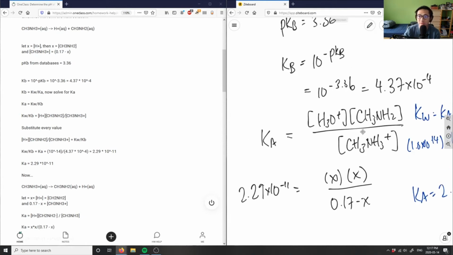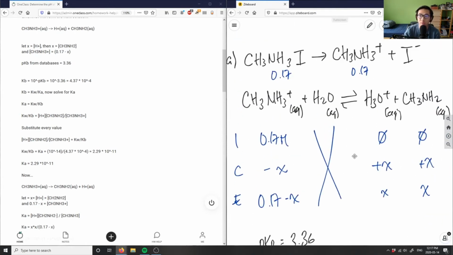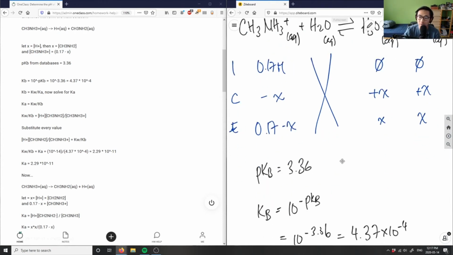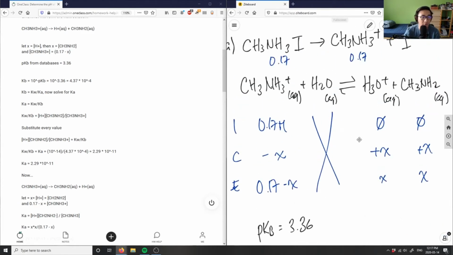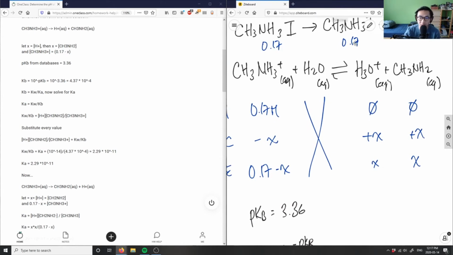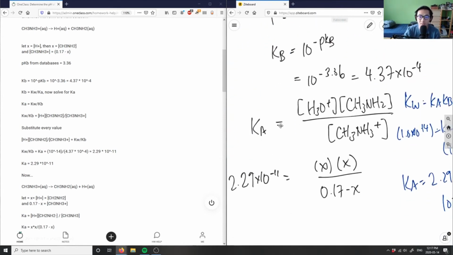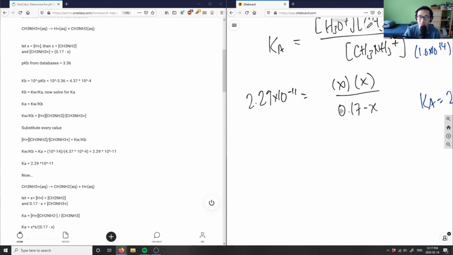The reason why we have to use Ka and not Kb here is because we're making hydronium ions, right? If we make hydronium ions, we need to get the Ka of this expression. So that's why I can't use Kb. If it made hydroxide ions, I could use the Kb. But because I'm making hydronium ions here, I'm forced to use the Ka. So again, this here is my Ka expression.